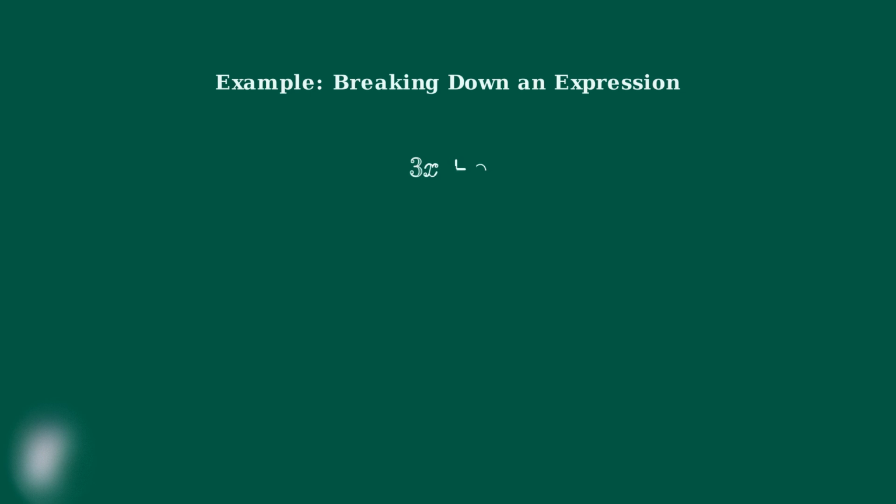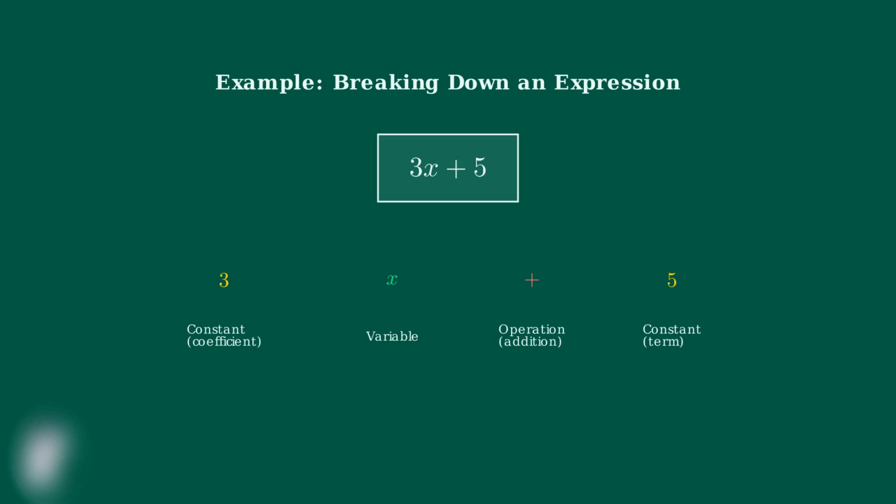Let's examine a simple algebraic expression to see how these components work together. Consider the expression 3x plus 5. In this expression, we can identify each component. The number 3 is a constant that serves as a coefficient, multiplying the variable x. The variable x represents an unknown value. The plus sign is an addition operation. Finally, the number 5 is another constant term.